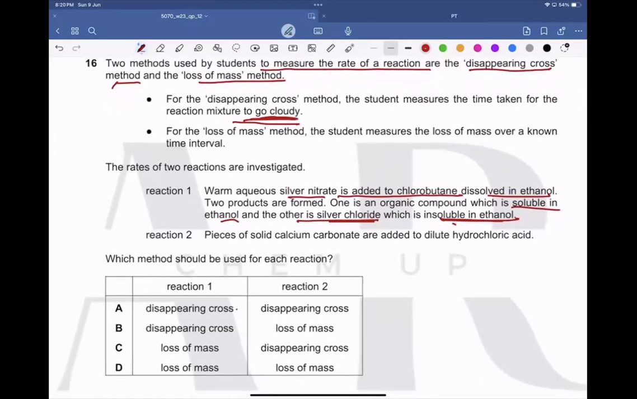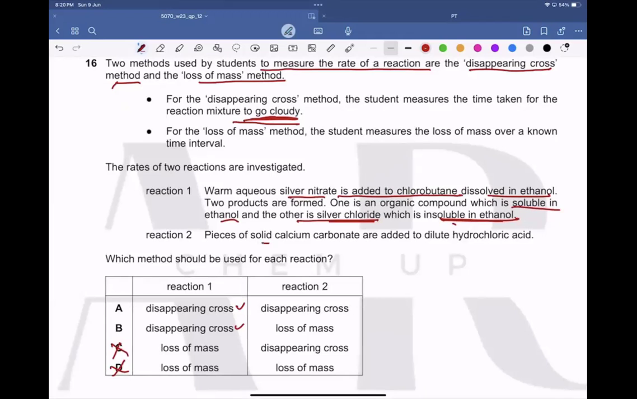So it means reaction 1 is a disappearing cross. So A or B could be the correct answer. Is this clear to all of you? And as they have said, the other reaction we use is going to be loss of mass.